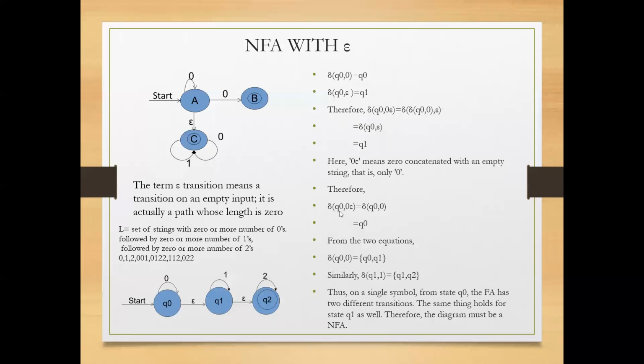And that is the reason, if you could see this particular statement, when we have evaluated the transition from state Q0 on input 0 epsilon, it is also equal to giving a 0 input to Q0. Okay, so from these two equations, the meaning is: there is a transition from state Q0 on input 0 to states Q0 and Q1. Similarly, you can prove this when Q1 gets input 1, and you could see that there is a transition from Q1 on input 1 to states Q1 and Q2.